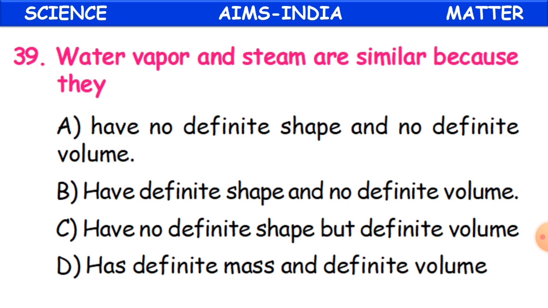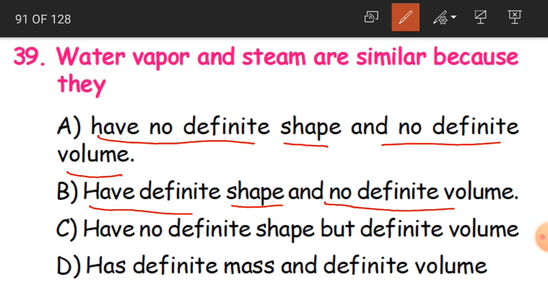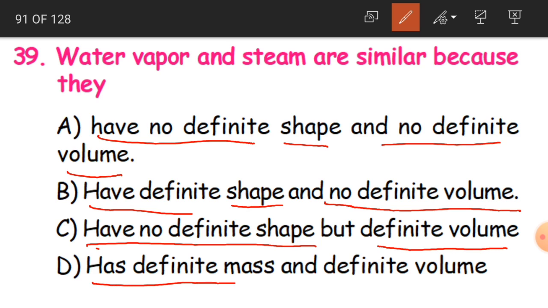Water vapor and steam are similar because they have no definite shape and no definite volume, have definite shape and no definite volume, have no definite shape but definite volume, or have definite mass and definite volume. So what is the correct one? Do water vapor and steam have any particular shape, children? Or any particular volume as water or any other liquid has? No. They do not have shape like a solid. They do not have volume like a liquid. So that is why A is the correct answer.